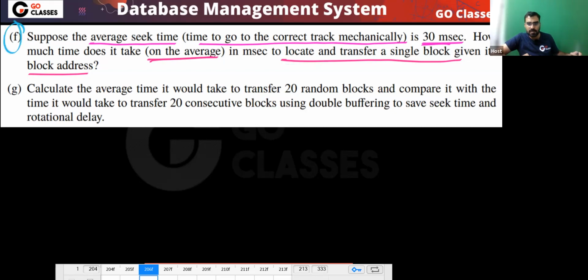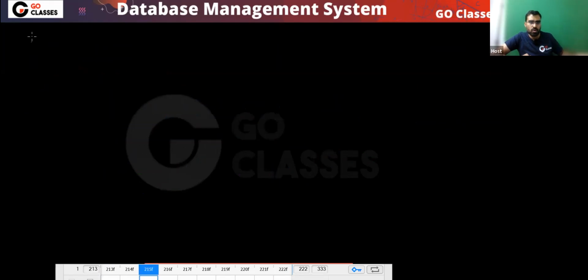Another very nice question, part F. So in part F, what do we have to do? The block address is given to you, right? So given a block address, I can say the complete time we have to find. The block address is given.